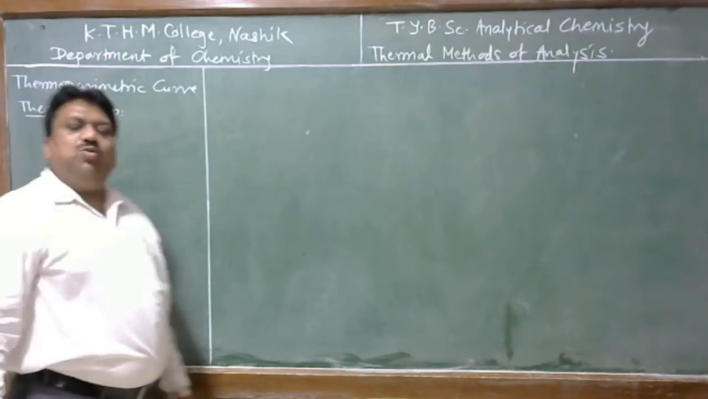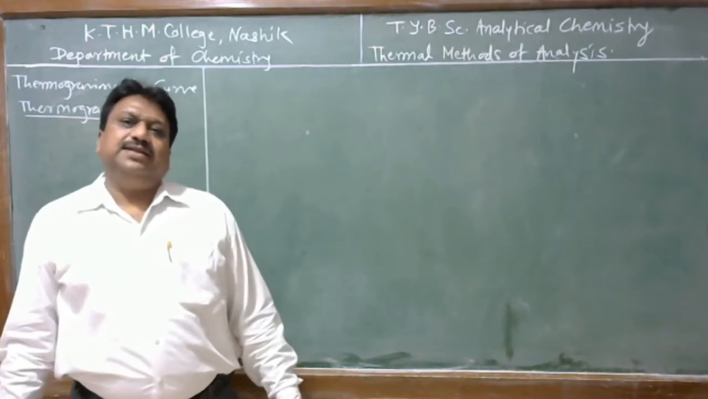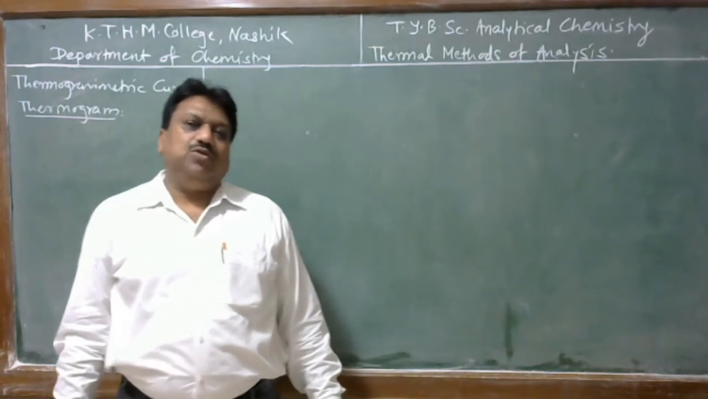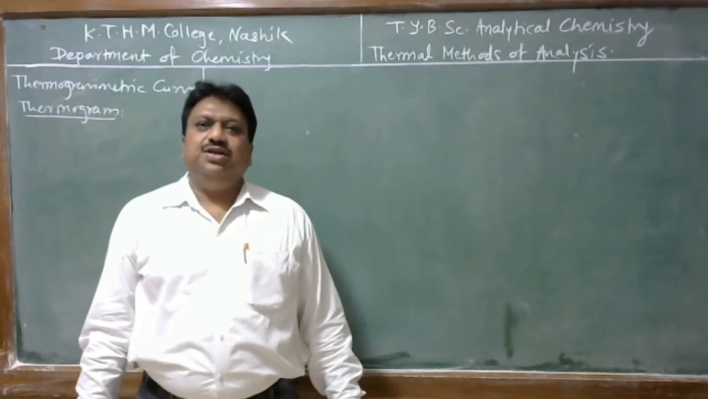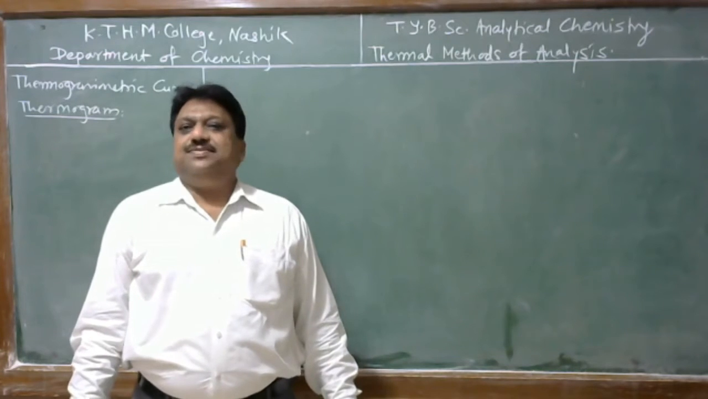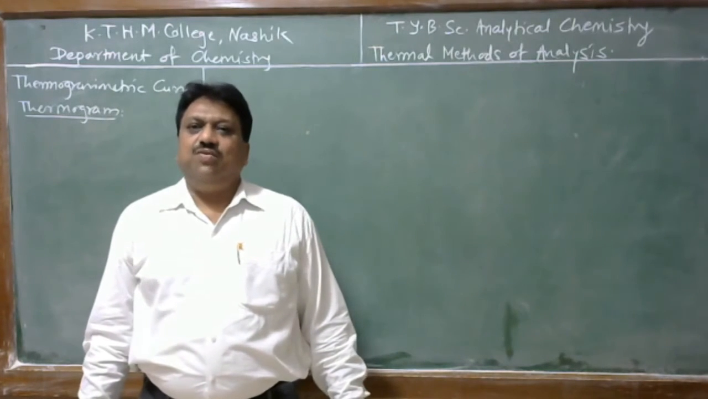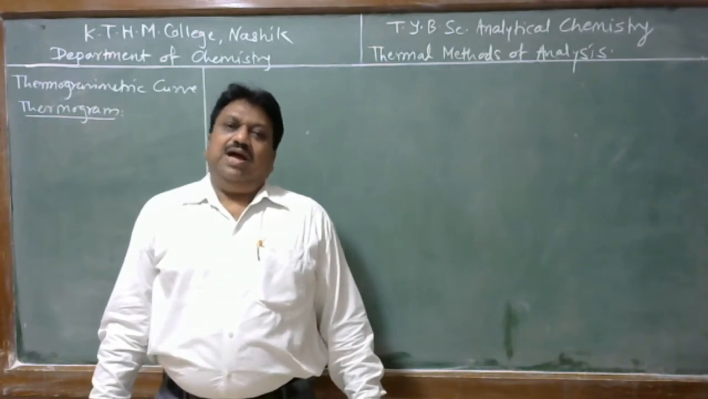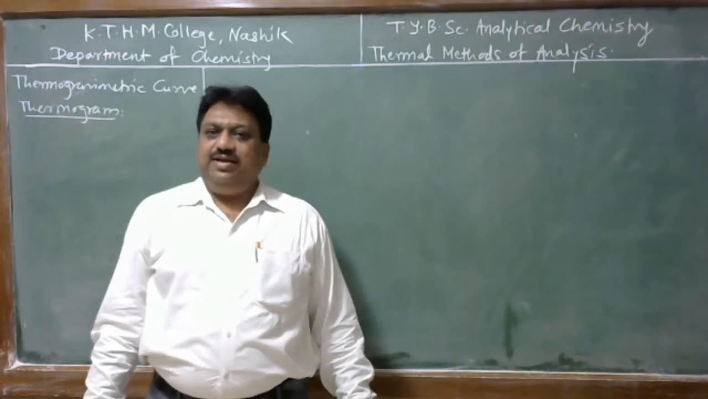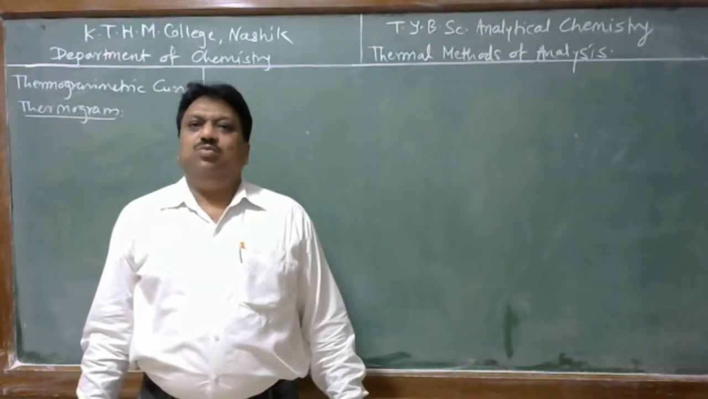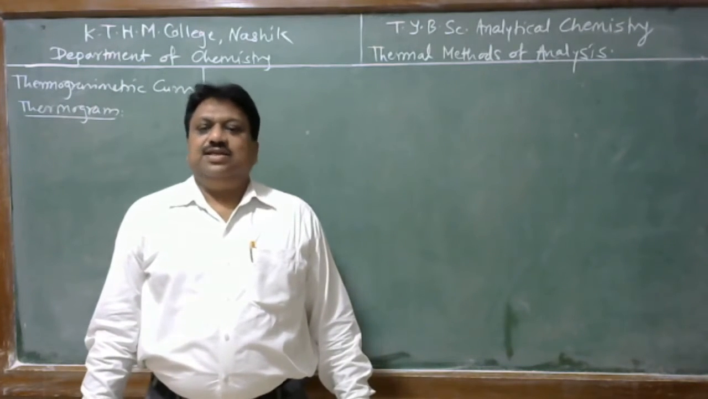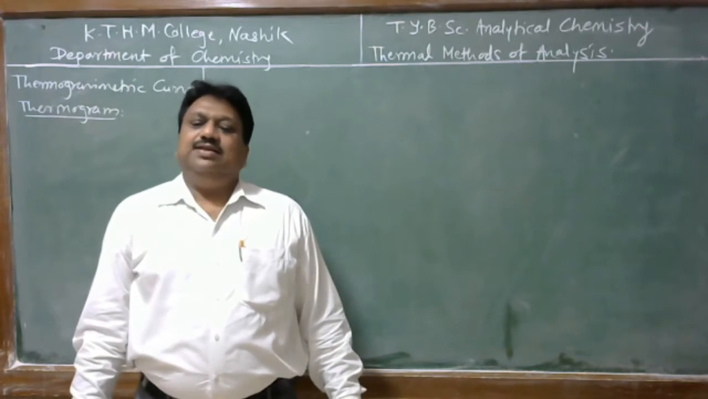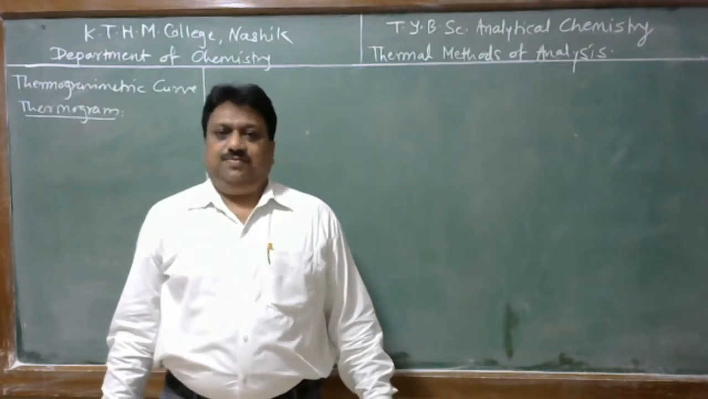We know that thermogravimetry is a technique of qualitative and quantitative analysis in which the change in weight of a substance is measured as a function of time or sometimes as a function of temperature. The result obtained in thermogravimetric analysis is in the form of a thermogravimetric curve, also called a thermogram. It is also called a pyrolysis curve.